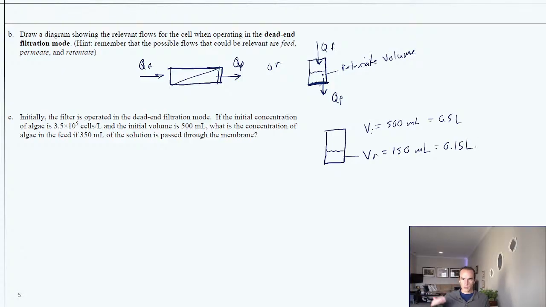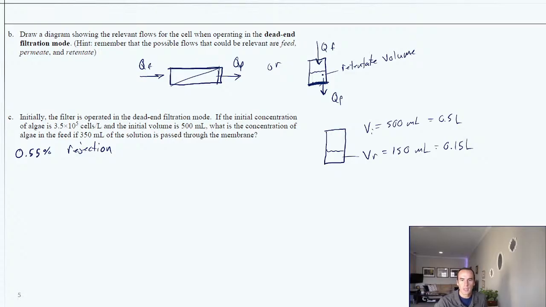So just simply drawing up the settings here is extremely important, as you'll see. Okay, so then the problem earlier said that we have 0.55% rejection of the algae. So not many algae cells are being rejected. Most of them are passing straight through the membrane. And so we need to solve.